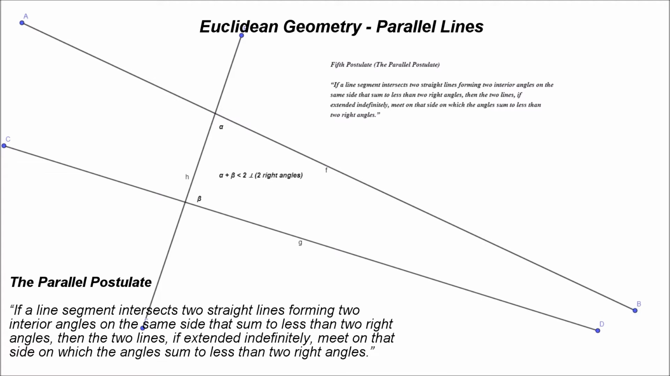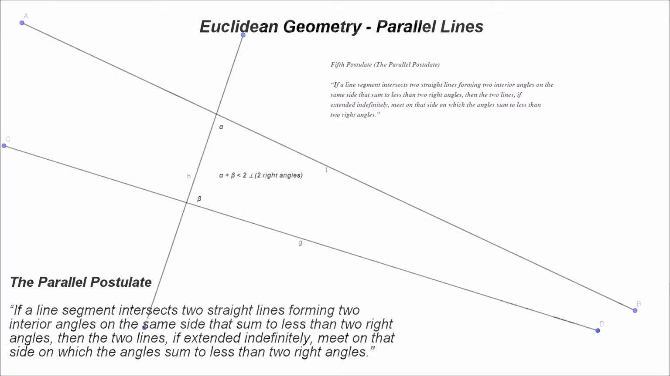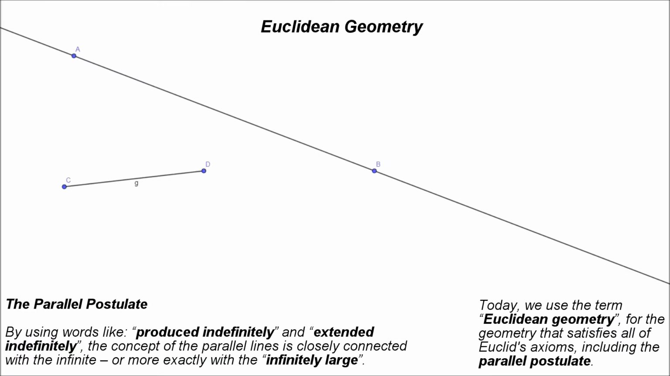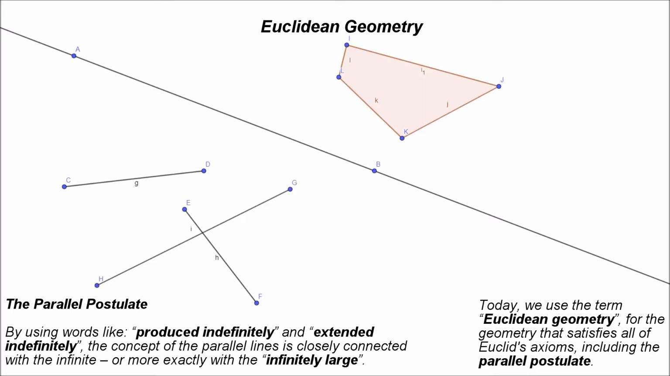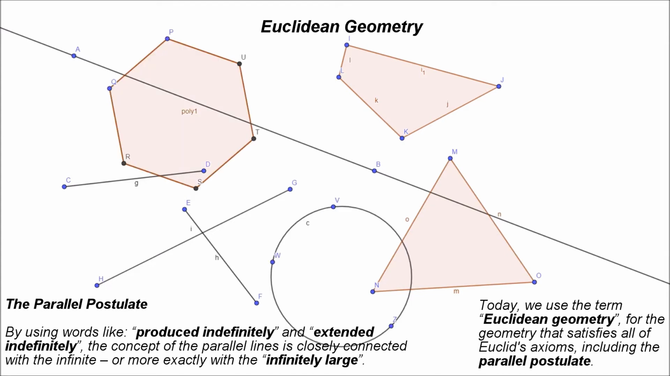By doing that, in both steps, Euclid indirectly invokes the behavior of the lines at infinity, by using words like produced indefinitely and extended indefinitely. In other words, the concept of parallel lines and parallelism is closely connected with the infinite, or more exactly with the infinitely large. Today, we use the term Euclidean geometry for the geometry that satisfies all of Euclid's axioms, including the parallel postulate.